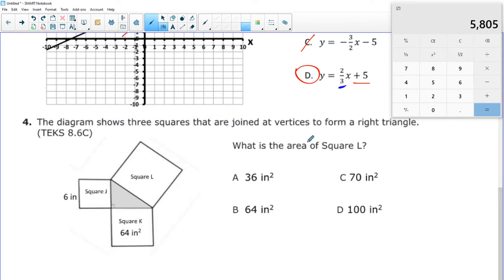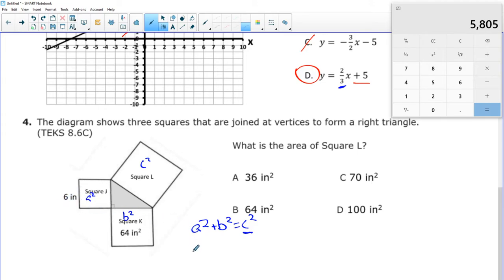What is the area of square L? So again, this is a squared plus b squared equals c squared. Then they mix it up. Instead of looking for just the side length, we want the whole area. So we actually want to know what c squared is. So I can say this is going to be c squared, this is a squared, and this is b squared.